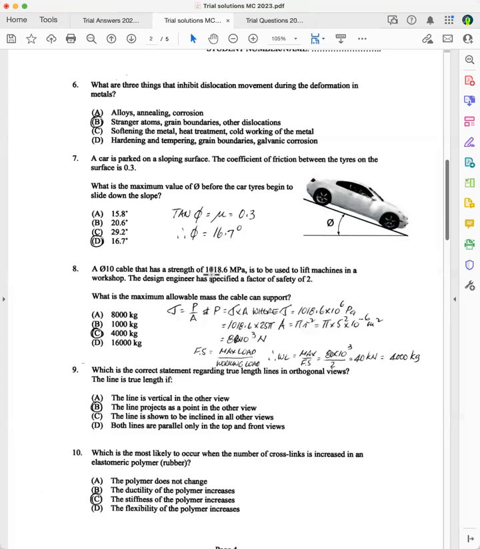Is to be used, like you can predict it here because you've got these answers, but if it's in an extended response question, that's a good way of figuring out if your answer is an even number. It's almost certain you've got the right answer, hopefully. To be used to lift machines in a workshop, the design engineer specified a factor of safety of 2. What's the maximum allowable mass?